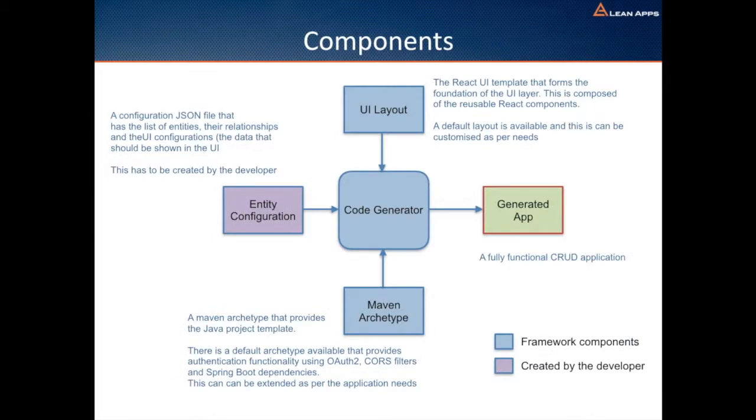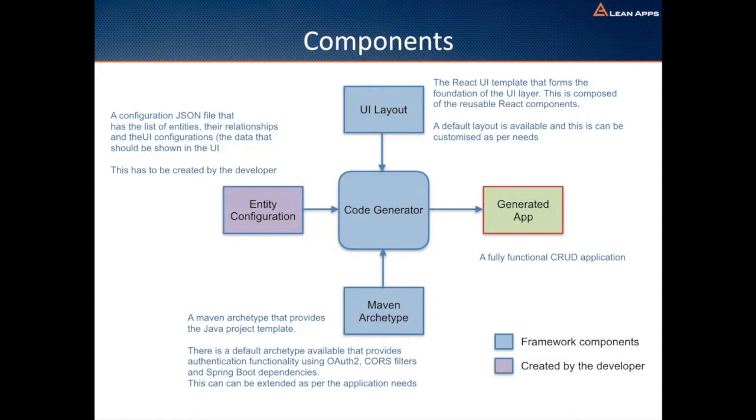There are three main inputs to the code generator. The first is a UI layout. This is a React UI template that forms the foundation of the UI layer. We also have reusable React components, and this UI layer is composed of those reusable React components. There's a default layout that is available, and it can be customized as per the needs.